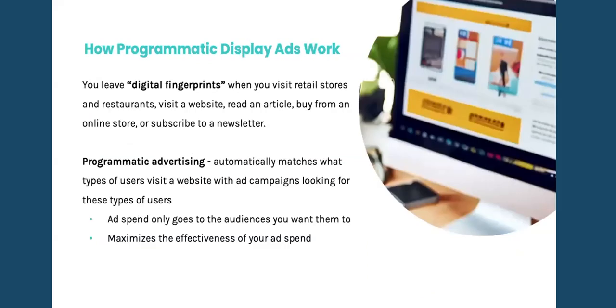So how do programmatic display ads work? Essentially, the retail stores and the restaurants that you frequent, websites that you visit, and really any online content that you're consuming leaves that digital footprint that can be used by marketers like us to create a more strategic ad campaign. With programmatic advertising specifically, we're using those fingerprints to match what kinds of users are using a website with ad campaigns that want to get in front of those kinds of users.